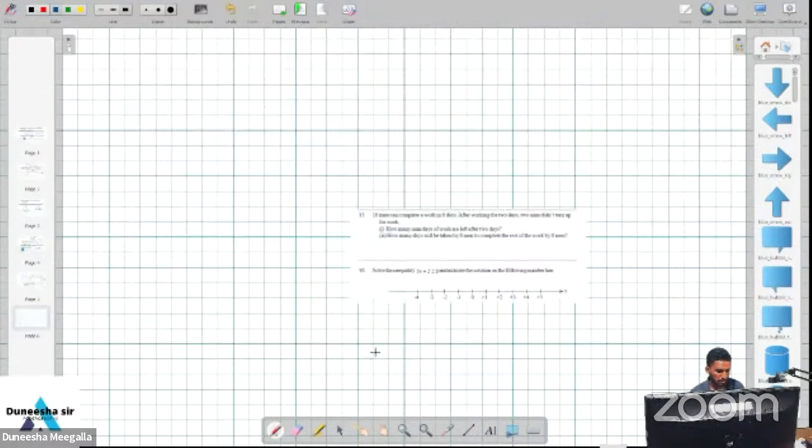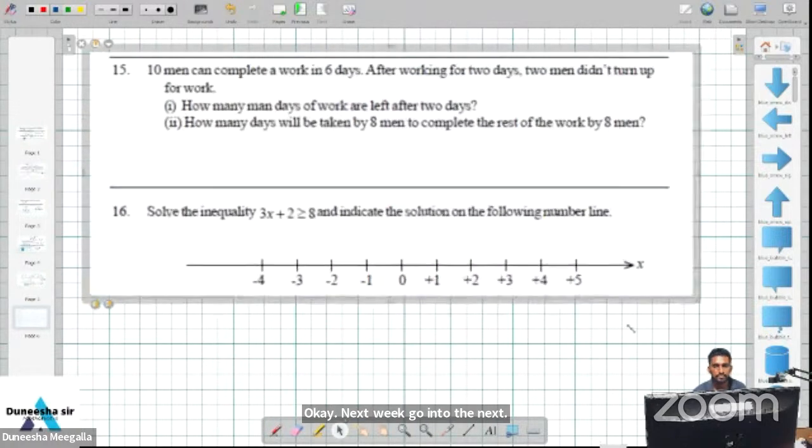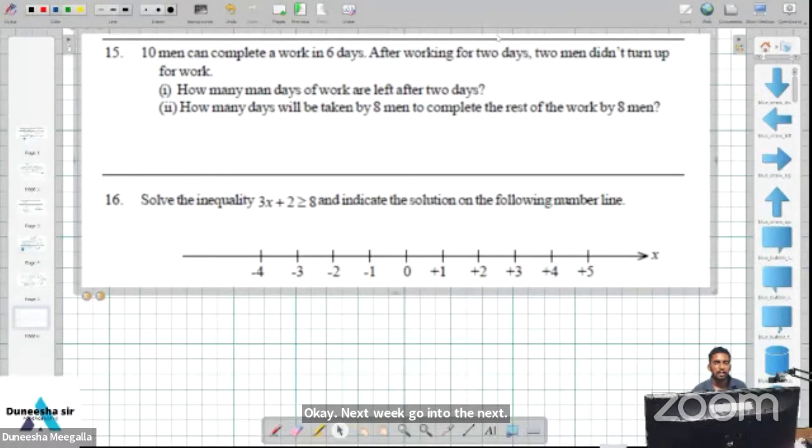Okay. Next we go to the next two questions. 10 men can complete the work in 6 days. After working for 2 days, 2 men didn't turn up for work. How many days of work are left after 2 days? How many days will be taken by 8 men to complete the rest of the work?